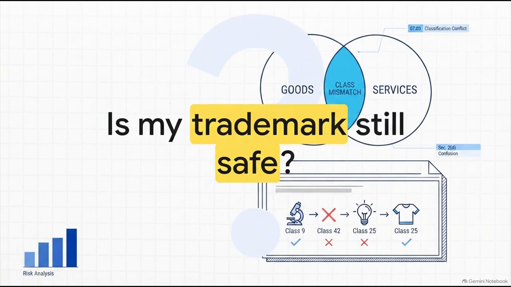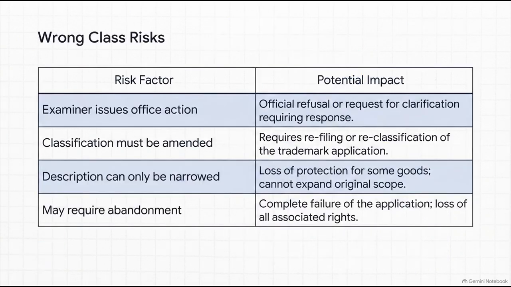Which logically leads a concerned business owner to ask, if I already filed under the wrong class, is my trademark protection still safe? An incorrect class triggers a delay when the examiner issues an office action. The classification must be amended, and because descriptions can only be narrowed, misdescribed goods might mean the application has to be abandoned and refiled entirely.